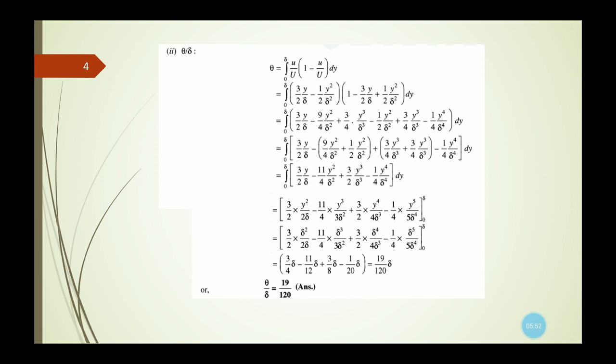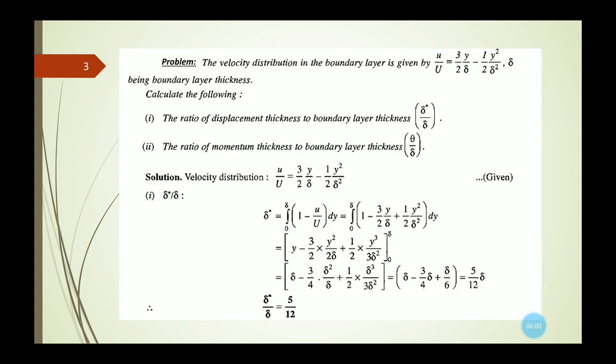So that means the ratio of the momentum thickness to the boundary layer thickness is coming as 19 by 120. So what we have done here in this first numerical, to calculate the ratio for these different thicknesses, we have implemented the formula for those thicknesses, whether it is displacement thickness or momentum thickness, or in some numerical we can get the energy thickness also.